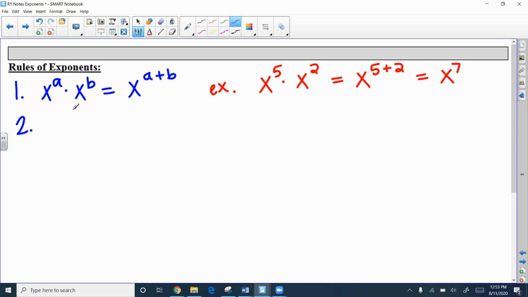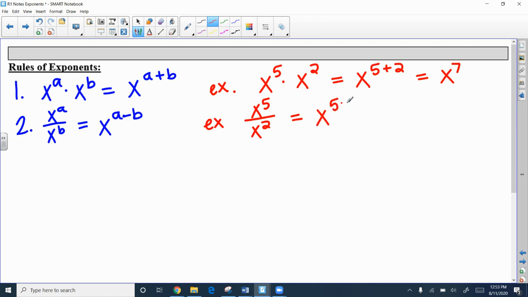We also have a quotient rule. So if these are divided, x to the a power divided by x to the b power, the rule for that is keep the base and subtract. So x to the a minus b. So for example, if we had x to the 5th power divided by x to the 2nd power, this would equal x to the 5 minus 2 power. We would subtract, and that would give us x to the 3rd power.